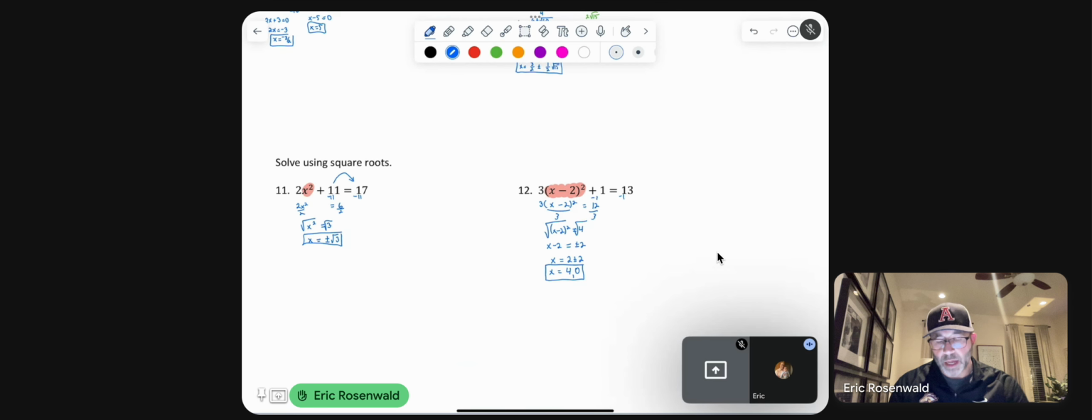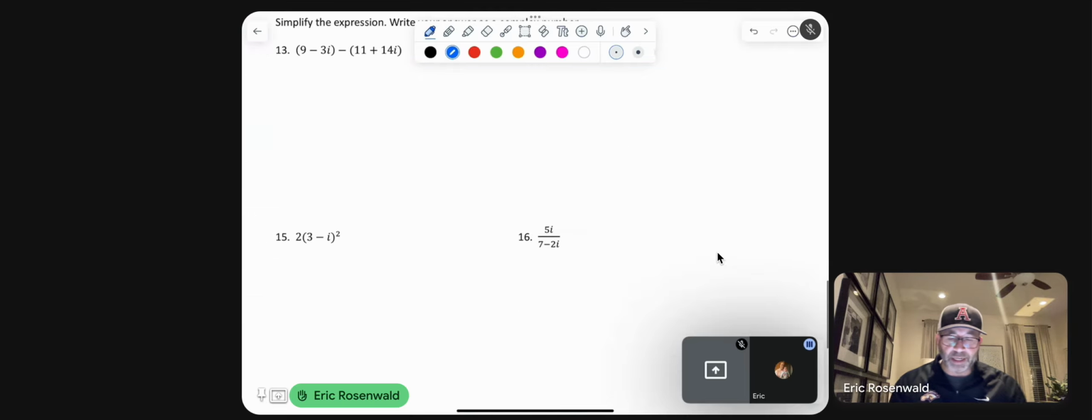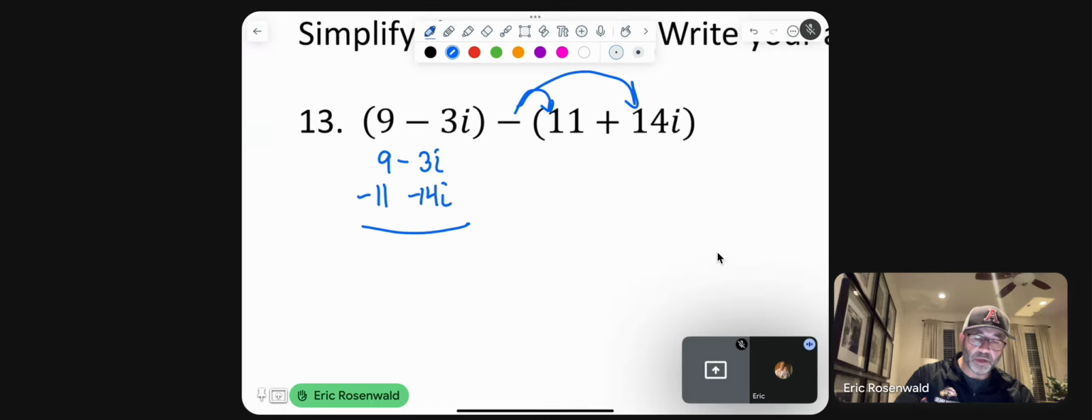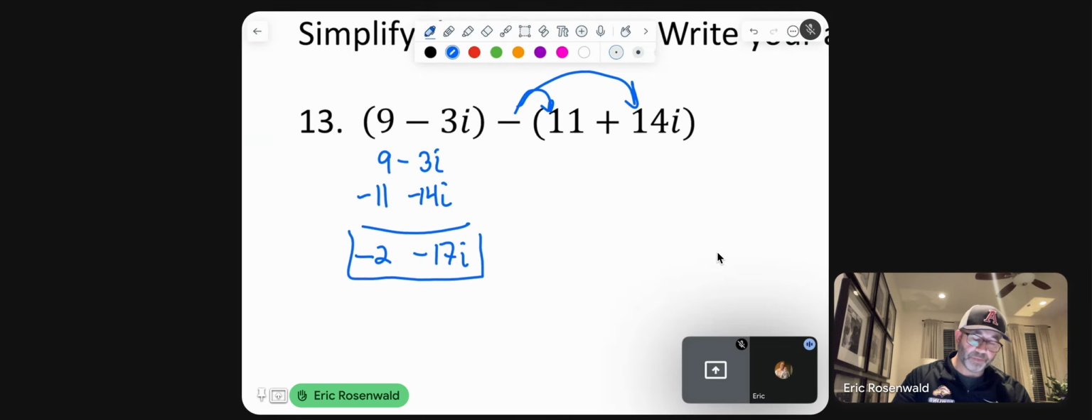Okay. All right, let's do our simplifying our complex numbers. These are just combining like terms. So we have 9 minus 3i. We're going to distribute the negative, so we have minus 11, and then minus 14i. Okay, that's just distributing a negative. We end up with negative 2 minus 17i, and we are done.